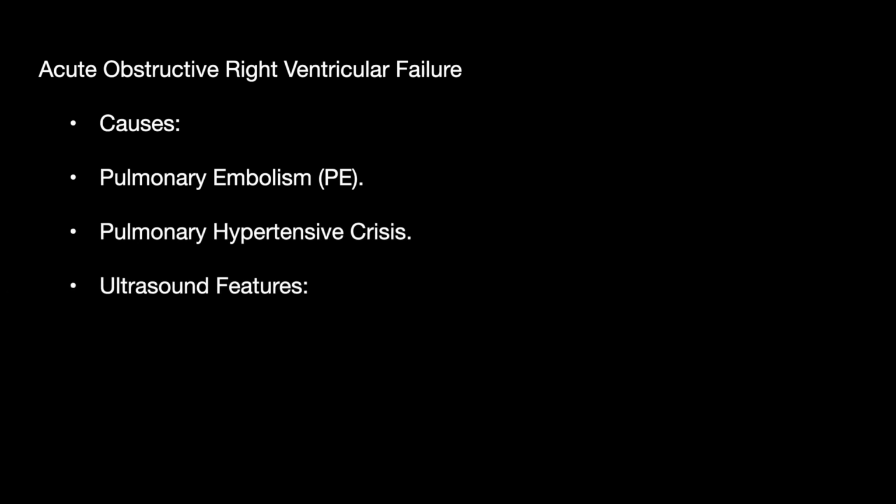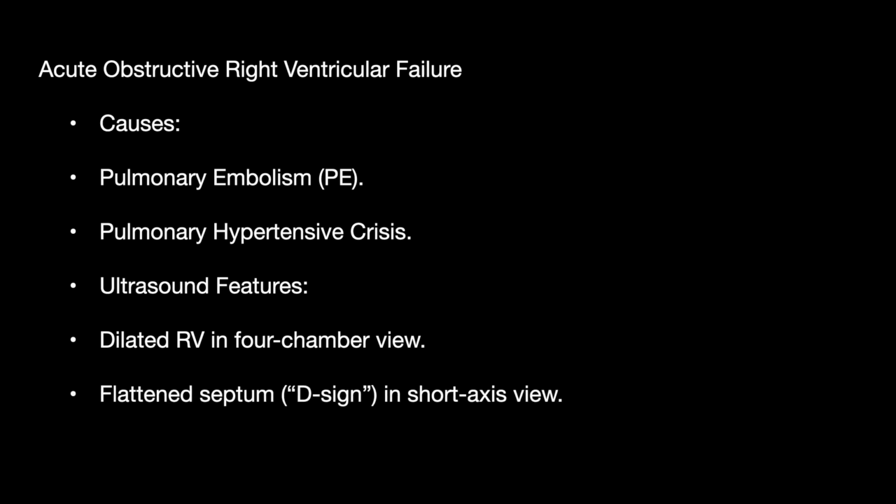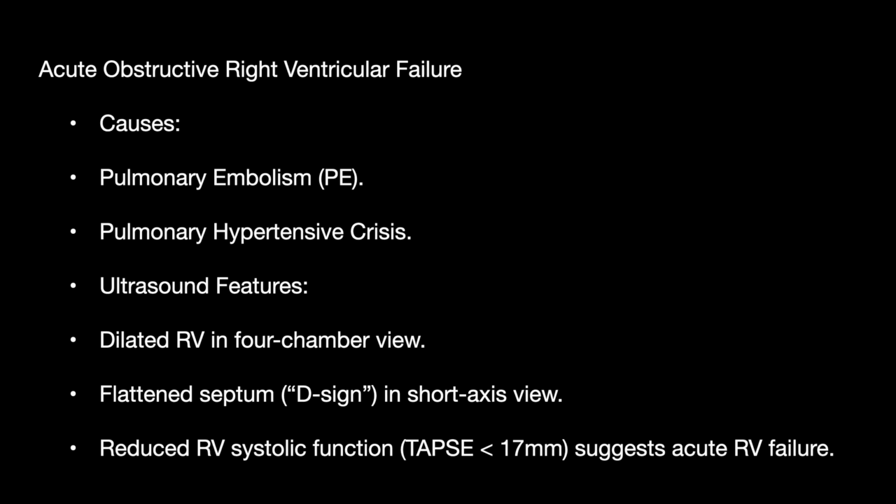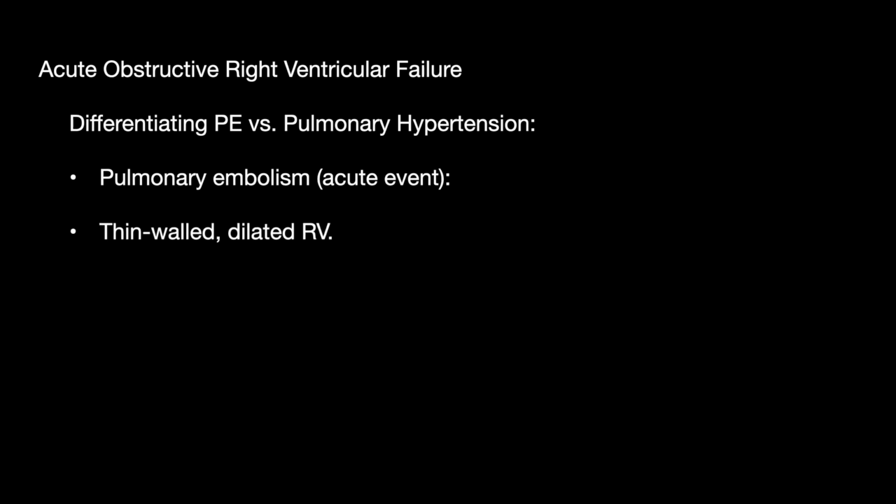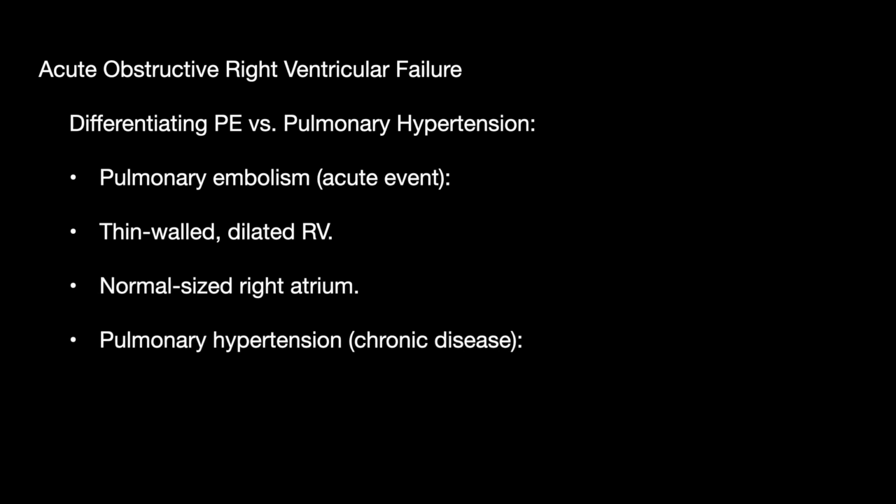Acute obstruction in the right ventricular failure. The causes are pulmonary embolism and pulmonary hypertensive crisis. The ultrasound features can be a dilated RV in the four-chamber view, a flattened septum, that is the D sign, and reduced right ventricular systolic function, TAPSE less than 17 millimeters. To differentiate between PE and pulmonary hypertension: pulmonary embolism is an acute event, with a thin-walled dilated right ventricle and a normal-sized right atrium. Pulmonary hypertension, which is a chronic disease, shows right ventricular wall thickening and right atrial enlargement.